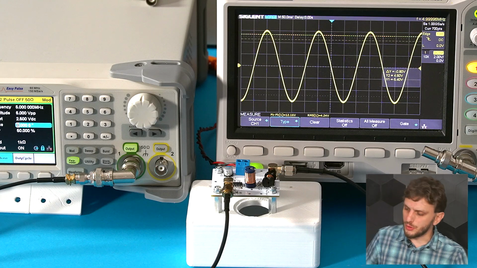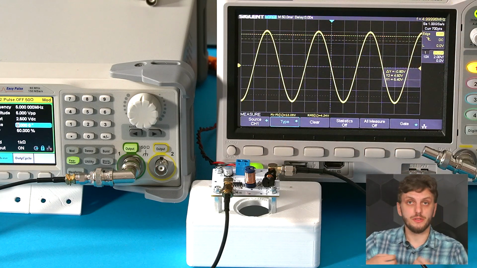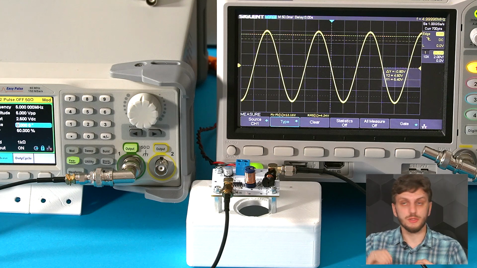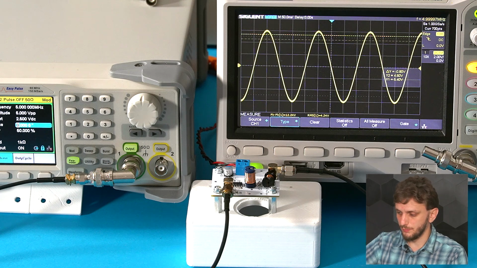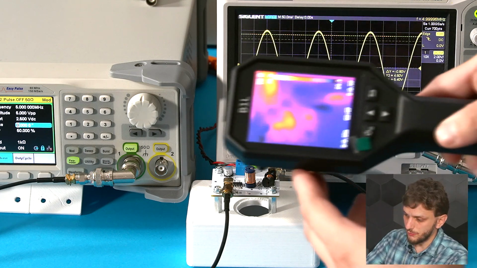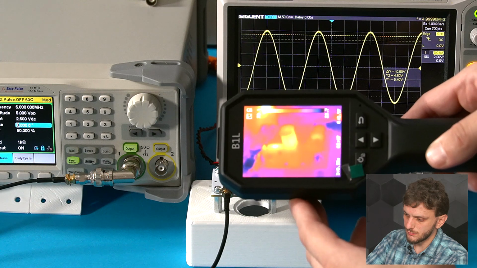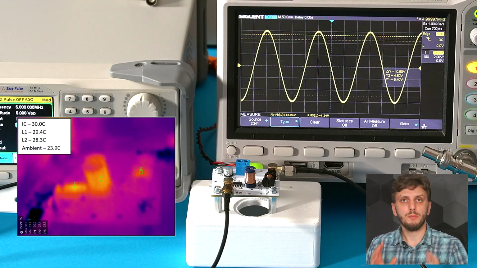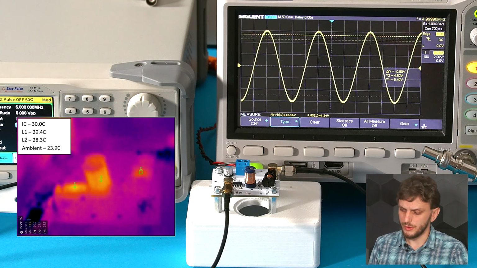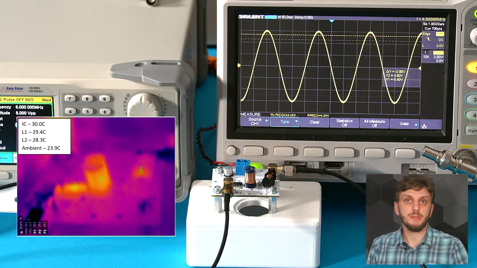So on the second board, I built the first inductor with thicker wire. On the first board, the wire thickness was 0.15 millimeters. On this one, it's 0.3 millimeters. If we run this board, so I already set it up, let it run for a while, and then we go and check it with the thermal camera, we can see that the first inductor is still heating up, but it's no longer the hottest component in the circuit. So the entire circuit is running a bit more efficiently since it's not generating so much heat.